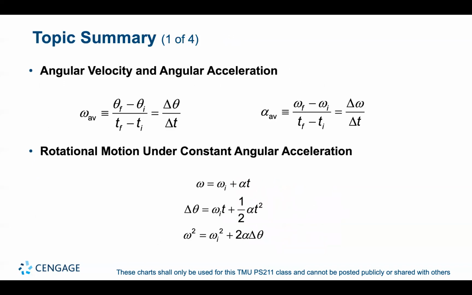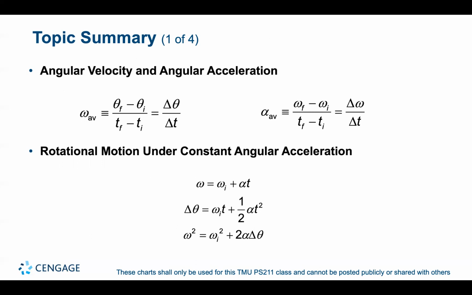For angular velocity and angular acceleration, the average angular velocity of a rigid object is defined as the ratio of the angular displacement to the time interval delta t, where omega_avg is in radians per second. The average angular acceleration of a rotating object is defined as the ratio of the change in angular velocity to the time interval delta t, where alpha_avg is in radians per second squared.